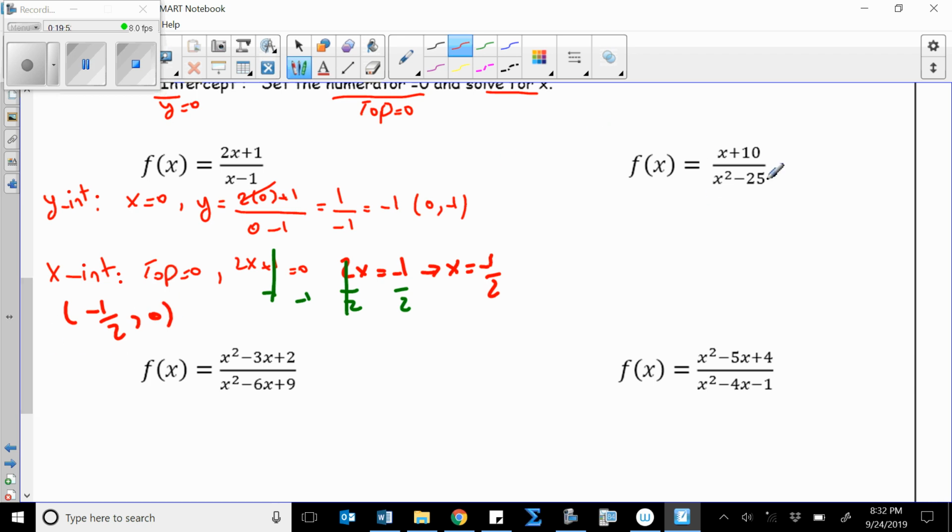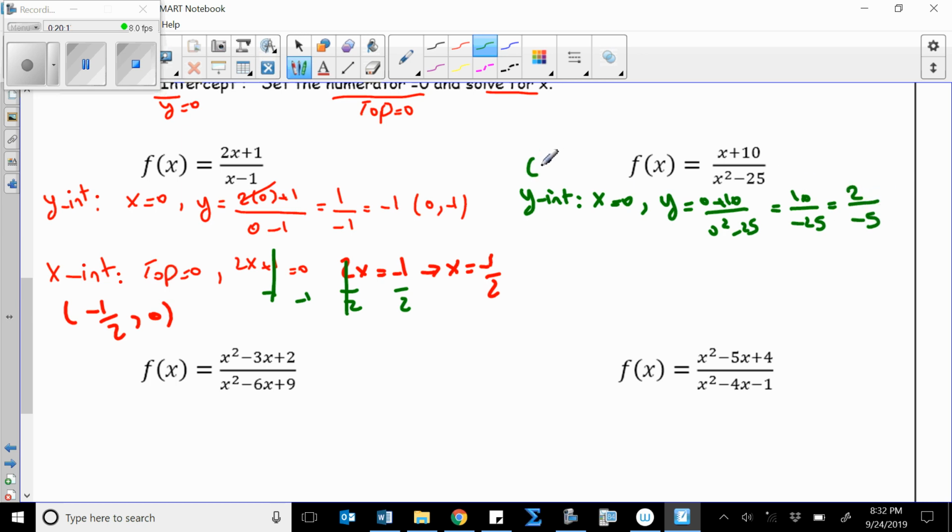Now let's find the x-intercept and y-intercept for this one. For the y-intercept, you just set x equal to 0 and solve for y. So this is 0 plus 10 over 0 squared minus 25. So this will be 10 over negative 25, and we simplify, this will be 2 over negative 5. So your y-intercept is 0 and 2 over negative 5.